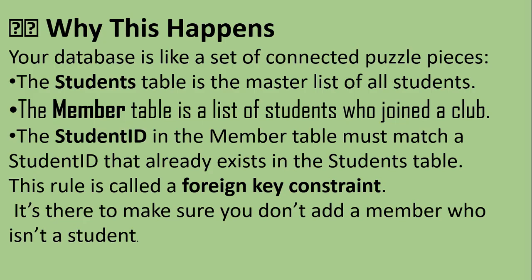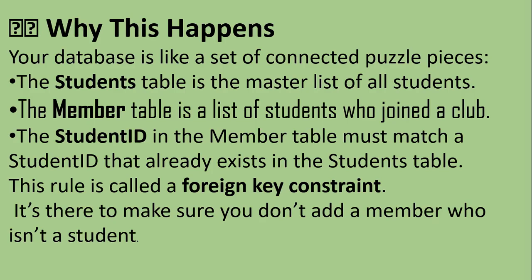Why does this happen? Your database is like a set of connected puzzle pieces. The students table is the master list of all students. The member table is a list of students who joined a club. So the student ID in the member table must match a student ID that already exists in the students table. This rule is called a foreign key constraint. It's there to make sure you don't add a member who isn't a student.